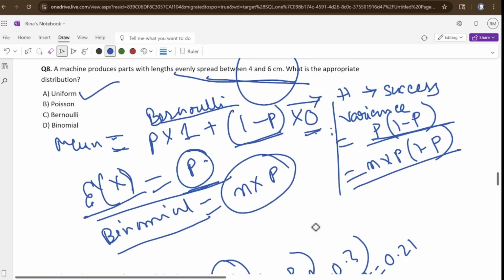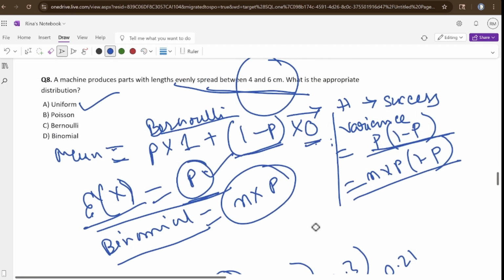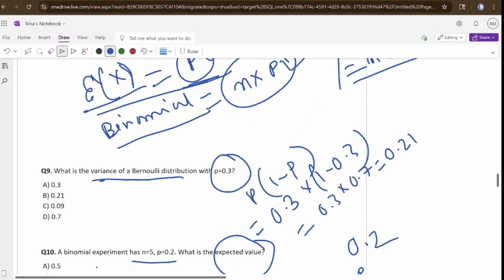Clear? So for Bernoulli, the expected value is p. For binomial, n into p. Variance p into 1 minus p. For binomial, n into p into 1 minus p. Okay, so we have discussed all the questions.